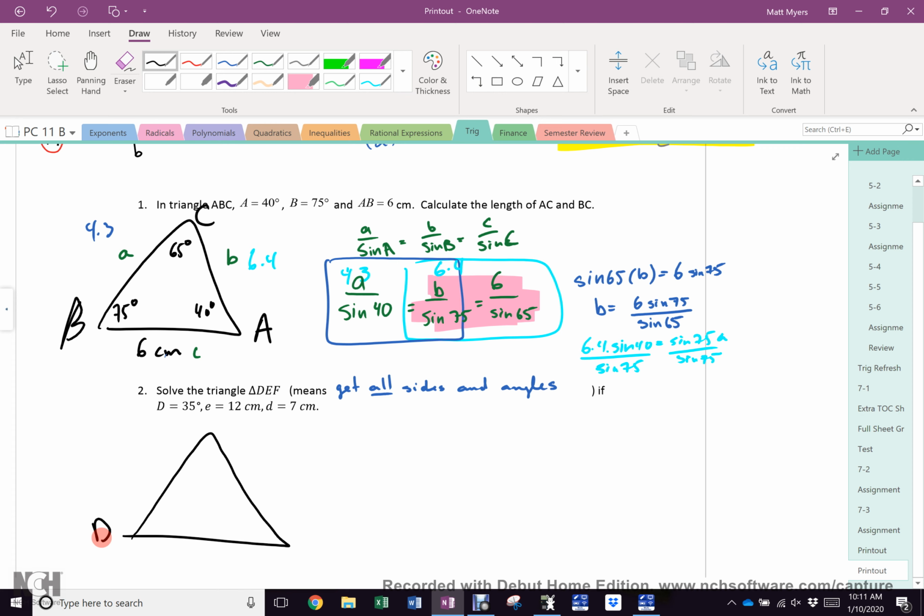All right, so if that's D, what's its value? 35. Now, do E and F matter? Does it matter where I put E and F? No, absolutely not. Everybody put it in there. What's it going to be, McKenna? Where's E going? You're putting it at the top? All right, we're going to go with McKenna.